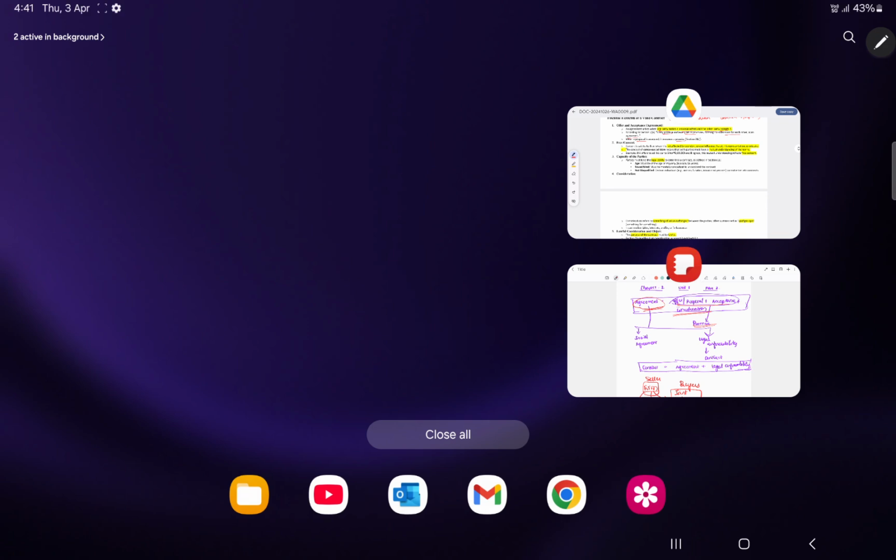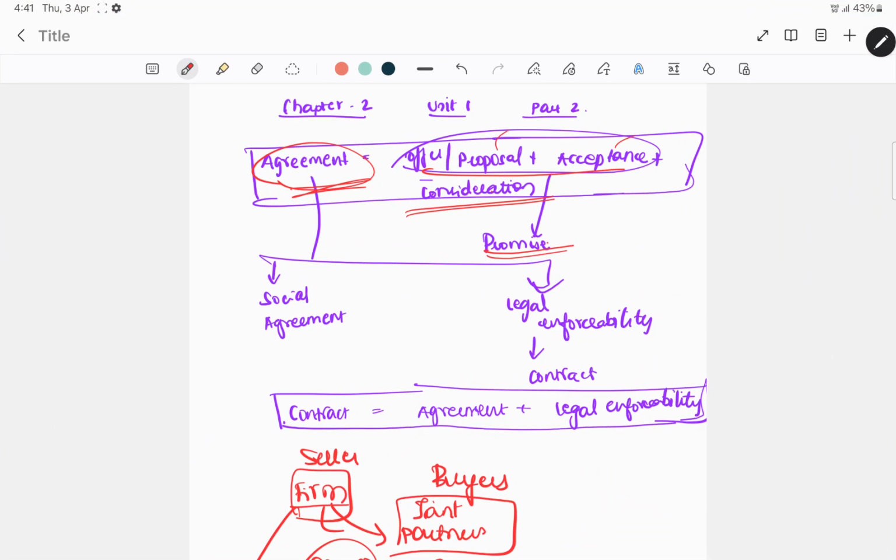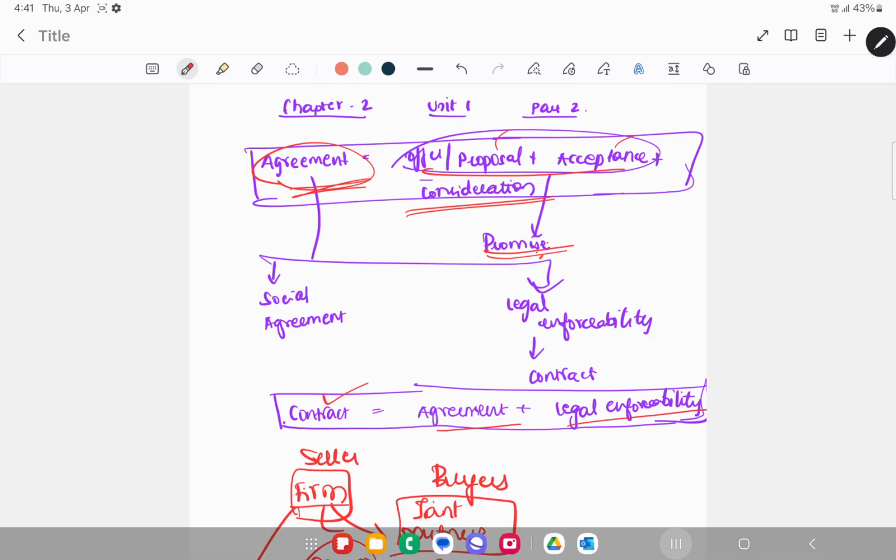And when a proposal is accepted, it becomes a promise. Proposal plus acceptance equals promise. Promise plus consideration equals agreement. Agreement, when it's legally enforceable, becomes a contract.